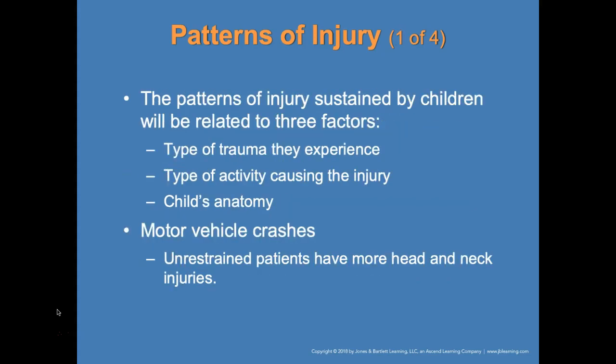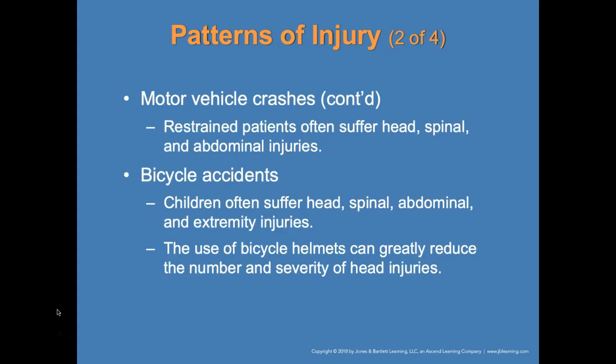With motor vehicle crashes, unrestrained patients have more head and neck injuries. This is going into patterns of injury. Restrained patients often suffer head, spinal, and abdominal injuries because think about where those belts are sitting. With bicycle accidents, children often suffer head, spinal, abdominal, and extremity injuries. Hopefully they're wearing their helmet because this can greatly reduce the number and severity of head injuries.